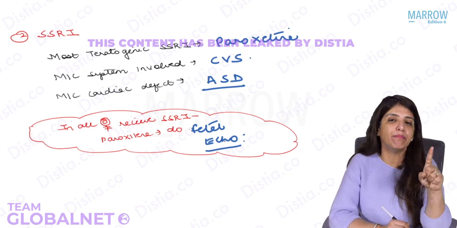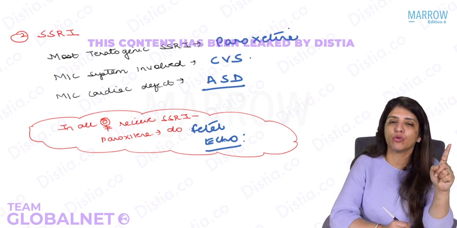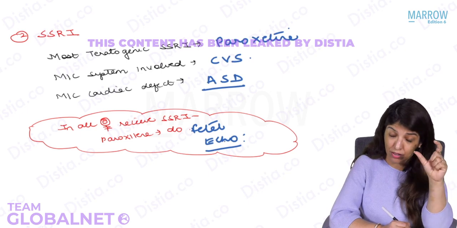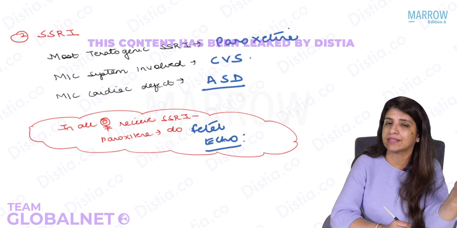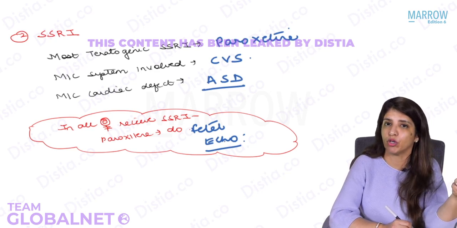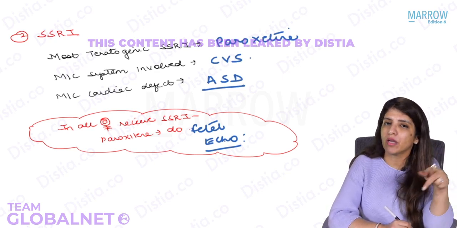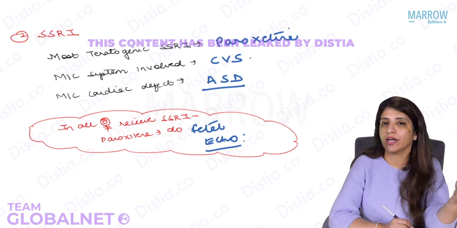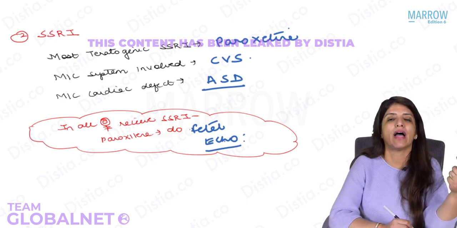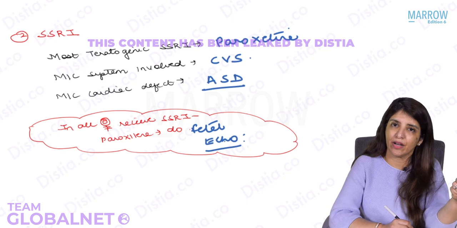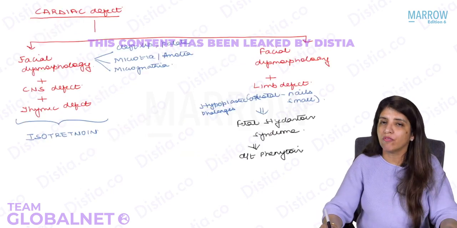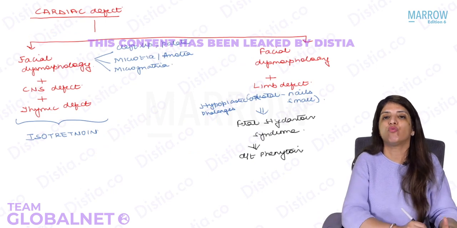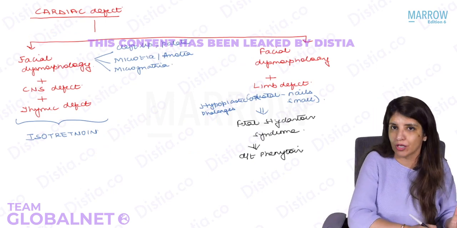So for limb, I told you that the drugs which lead to limb defects are thalidomide, and limb X-ray you are going to get in warfarin embryopathy. Cardiac defects: the drugs which can lead to cardiac defects are number 1, lithium, and number 2, SSRIs. Now there are certain drugs which lead to cardiac defect, and they also lead to facial dysmorphology.